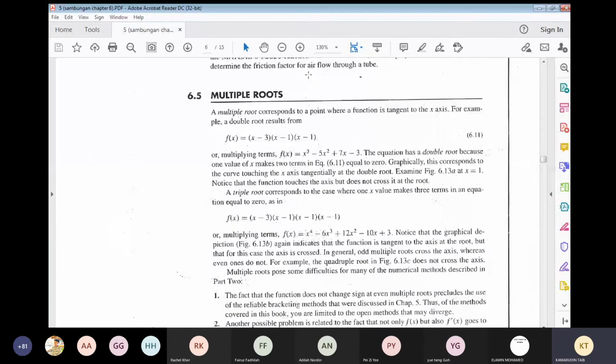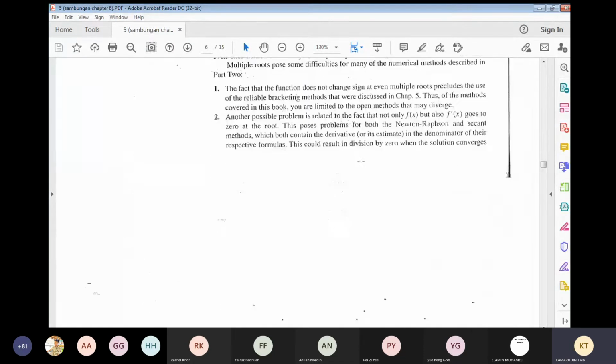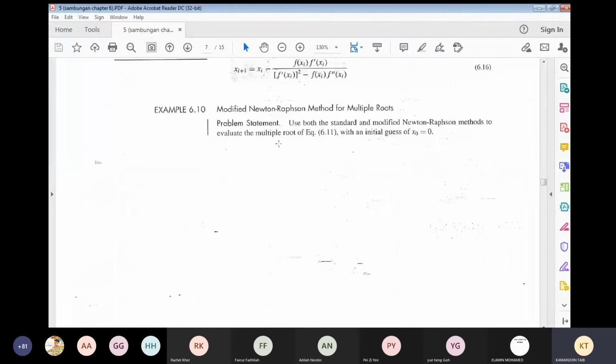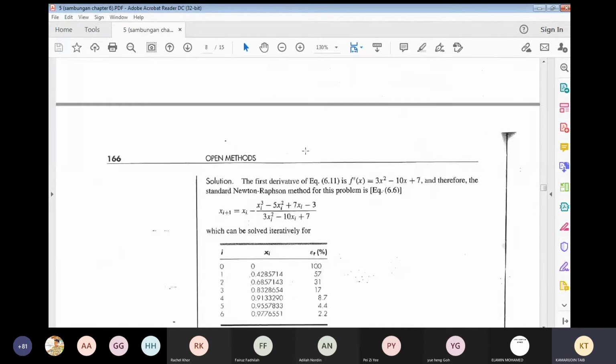Here f(x) is under the topic of multiple roots. After doing the factorization, this is the equation. But if we expand it, we get f(x) equal x cubed minus 5x squared plus 7x minus 3. So the first derivative yields 3x squared minus 10x plus 7.